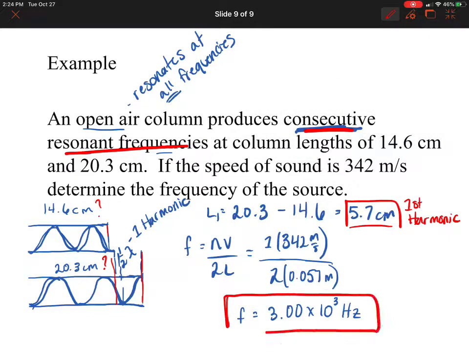Okay? So that's just an example of a slightly more difficult question I could ask if I didn't actually give you the length corresponding with a known frequency. If you ever see this word consecutive, then you know, oh, I have to subtract them, and that's giving me the length for the first harmonic. Okay? So that's that. Those are air columns.